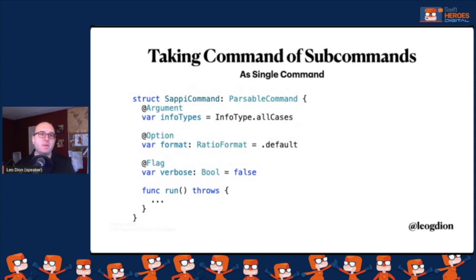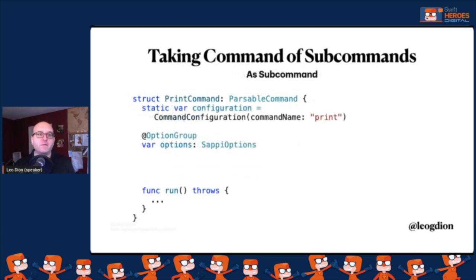It, again, implements ParsableCommand, but what we're going to do is group these properties into ParsableArguments. So now we've grouped all these properties under ParsableArguments. And what that'll do is allow us to reuse this in print and export, because print and export will both take the same essential parameters. And then as far as Sappi command, we're going to convert that over to a print command. We're going to specify a print command name with command configuration, and then copy over that Sappi options as the options. So those arguments will be parsed in print just as it was with the Sappi command.